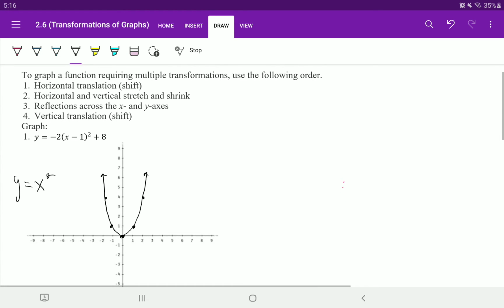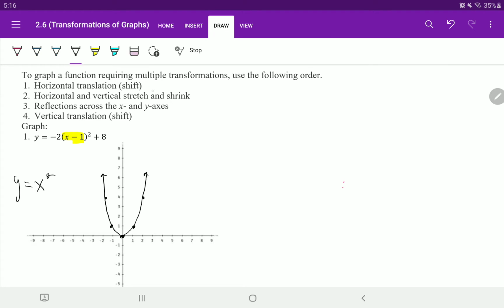Now we're going to identify the first type of translation that we need, which is to see if there's a horizontal translation. And in this case, yes, there is. To determine if you have a horizontal translation, look for a value that's being added or subtracted from the variable x. And there's a number being subtracted from x, which is 1.